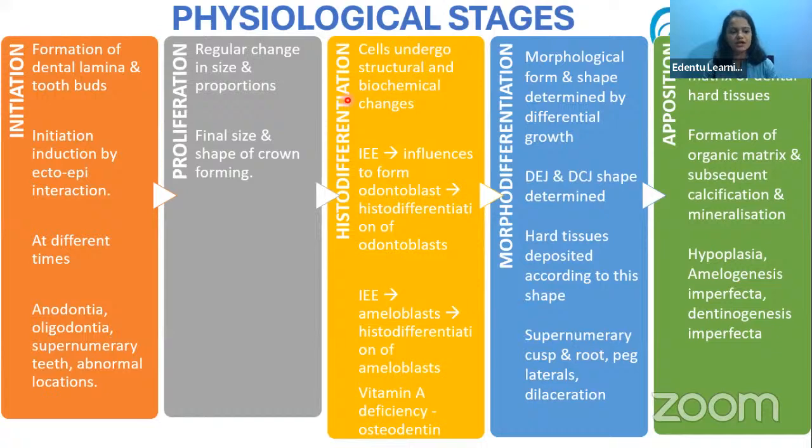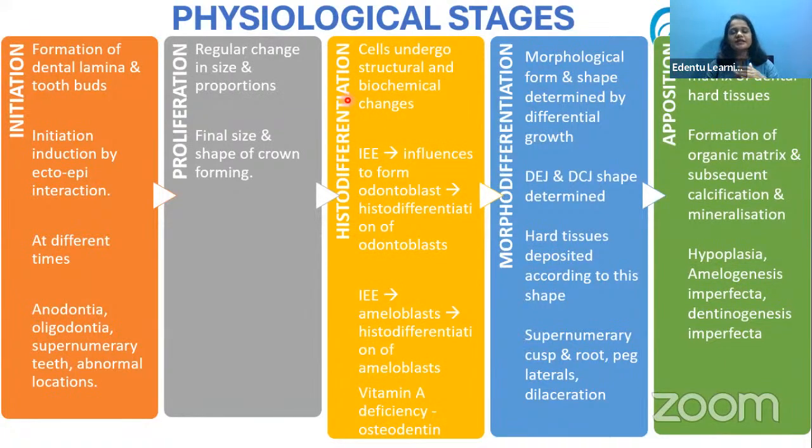In morphodifferentiation, the morphological form and shape is determined by differential growth. In this stage, both the dentinoenamel junction and the dentinocemental junction will be well formed, and based on these junctions the shape of the crown and the shape of the cusps are determined. The hard tissues, the enamel and the dentine, get deposited based on the shape of this DEJ and DCJ only.